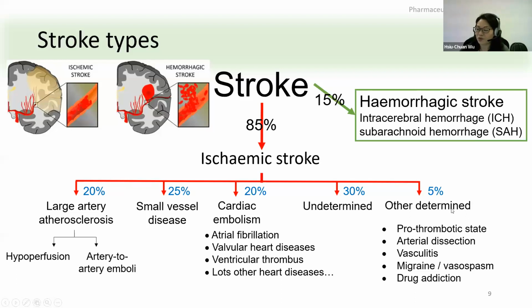And a very small part of them is other determined causes. Most of them are very rare diseases, for example, thrombotic state. When will you have a thrombotic state? When you have cancer or when you are pregnant, or sometimes you have some genetic disease. And sometimes you have a problem with your blood vessels causing dissection, or you have inflammation of your blood vessels, or you have a certain rare type of migraine causing severe vasospasm. That means spasm narrowing of your vessel and causing inadequate blood flow to your brain. Or if you consume some illegal drugs like heroin or amphetamine, that will cause inflammation of your blood vessels, which will also cause ischemic stroke.